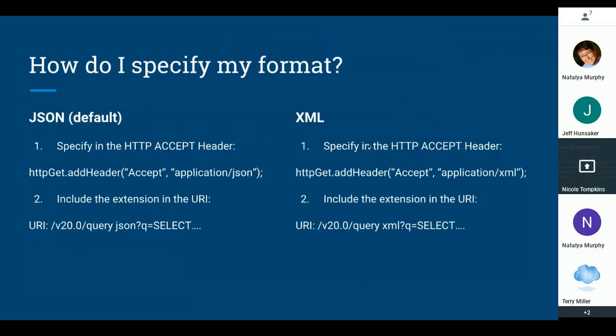How do you specify your format? JSON is your default format. You can also use XML, so you can either specify it in your HTTP accept header, which would look like this, or you can include it in the extension in your named URI, which we showed on the previous screen.